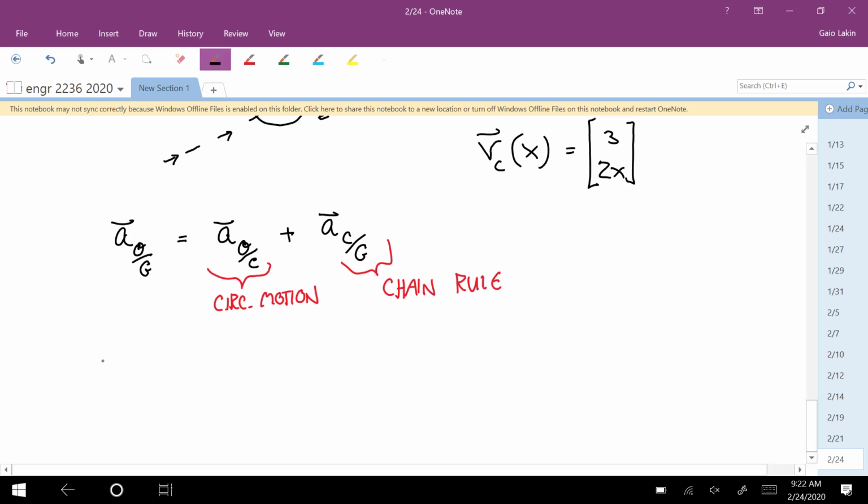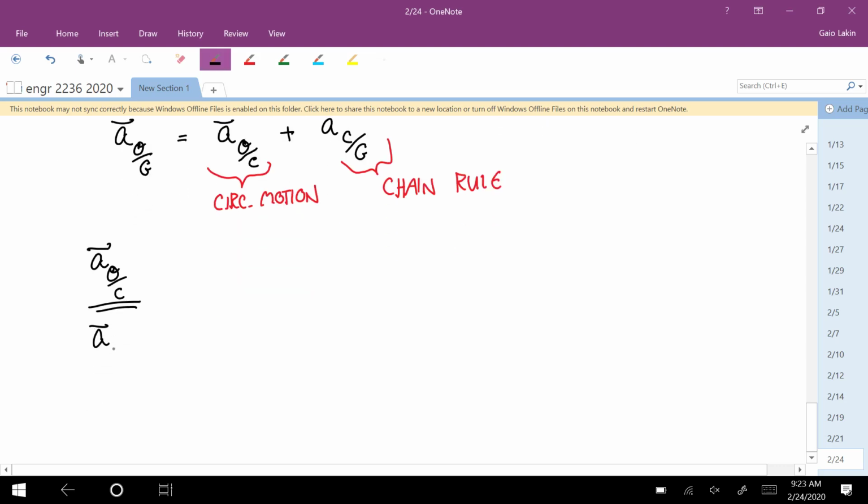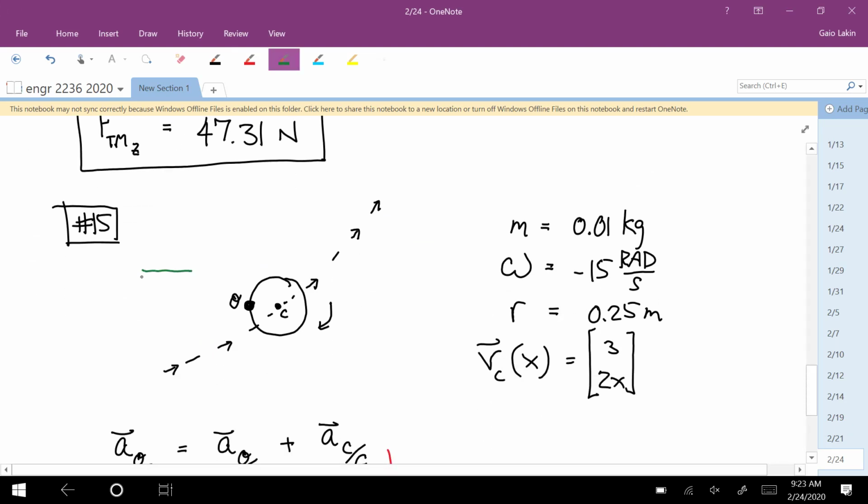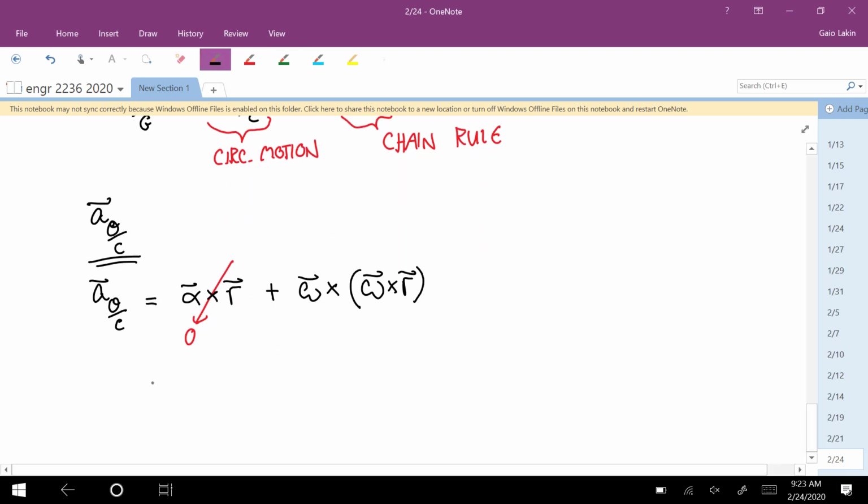Okay, so acceleration of O relative to C. That's just circular motion. So that's alpha cross R plus omega cross quantity omega cross R. There's no alpha because it's uniform circular motion. This problem didn't require a certain coordinate system, so I'm just going to use the usual one. The z-axis is coming out. So if this circular motion is clockwise, that's in the negative z direction.